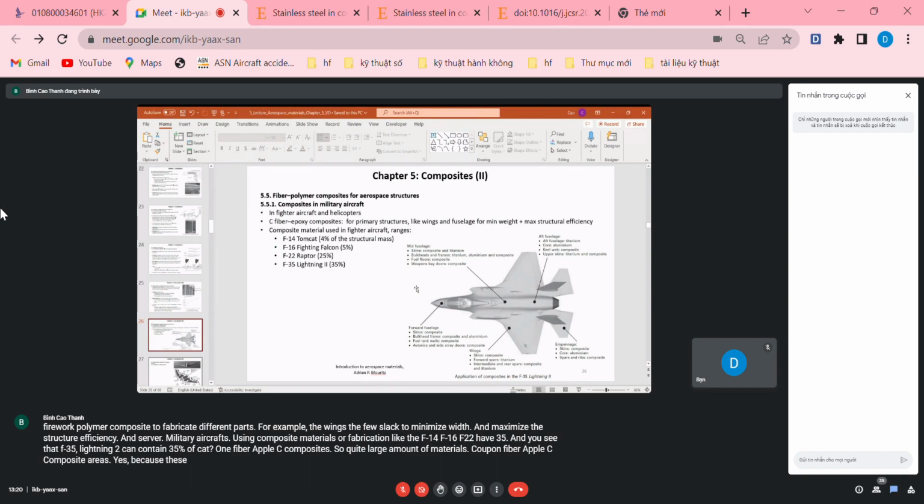Yes, because it's strong, stiff, and at the same time, it's light. So it can help to minimize weight and at the same time maximize the structural efficiency of the airplane.